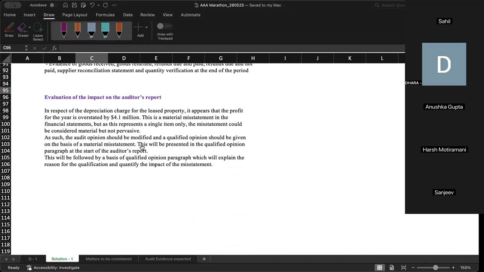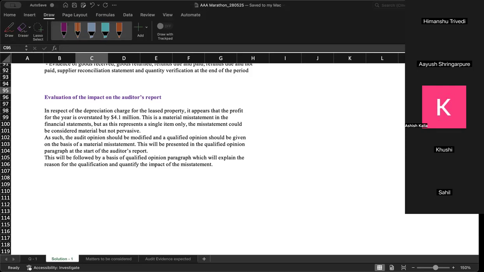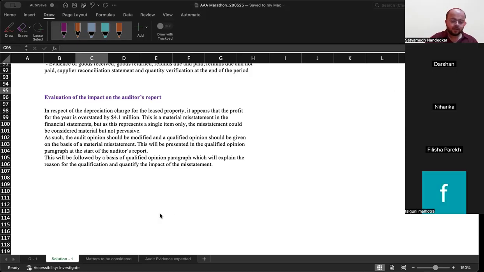Yes, sir. On the above part, where we had given them the suggestion that this should be the treatment, not like this, does that impact our evidence also? That we will try to find a particular kind of evidence to ensure that management has made the adjustments to the financial statements?